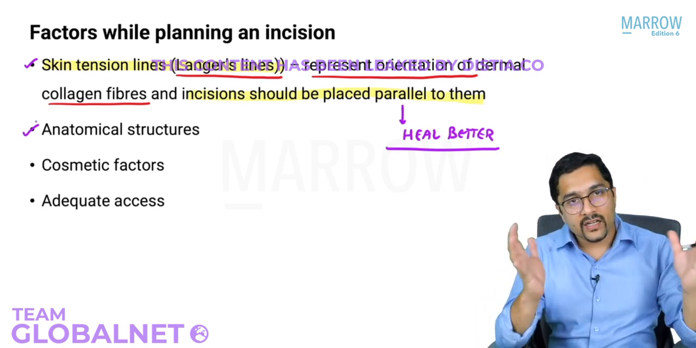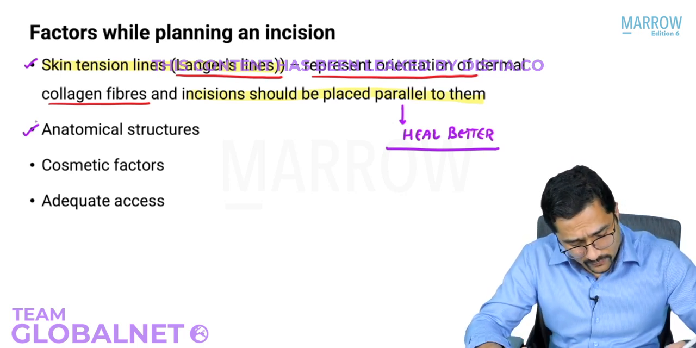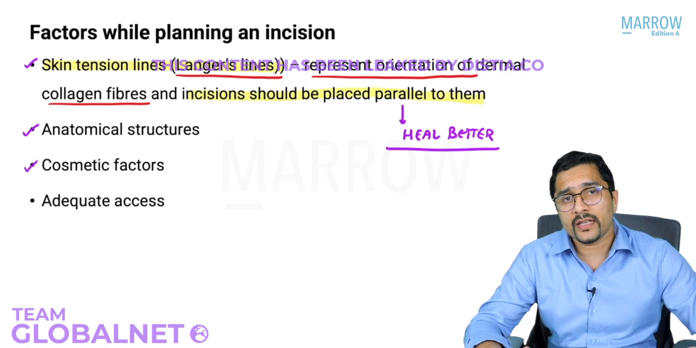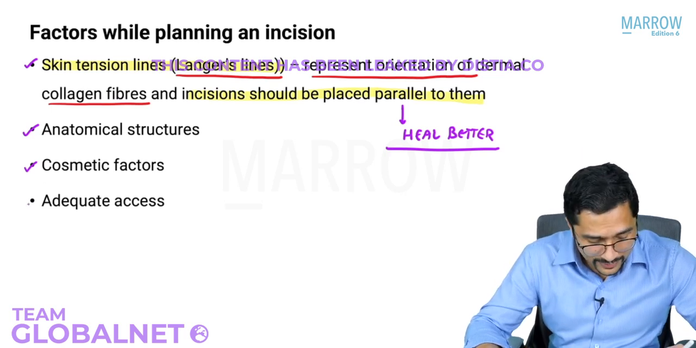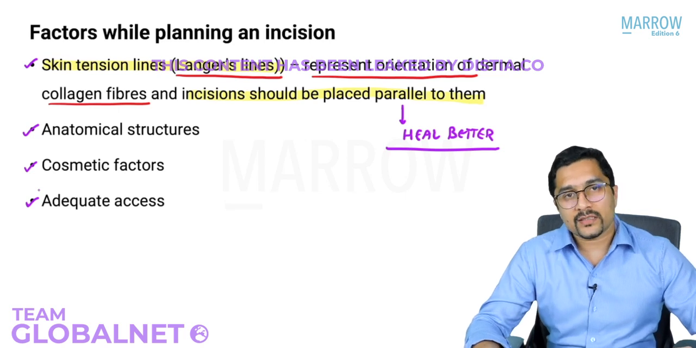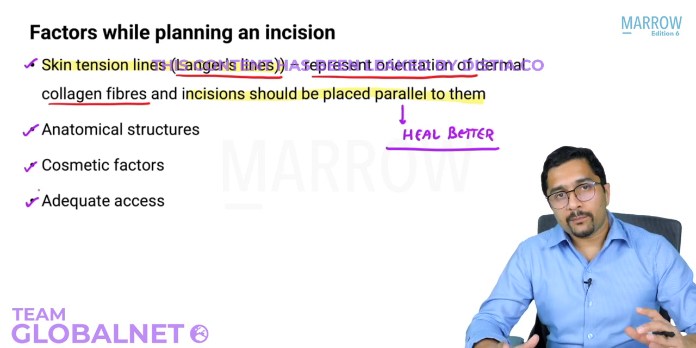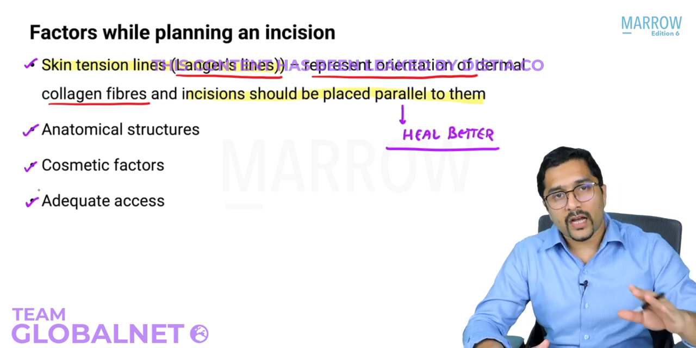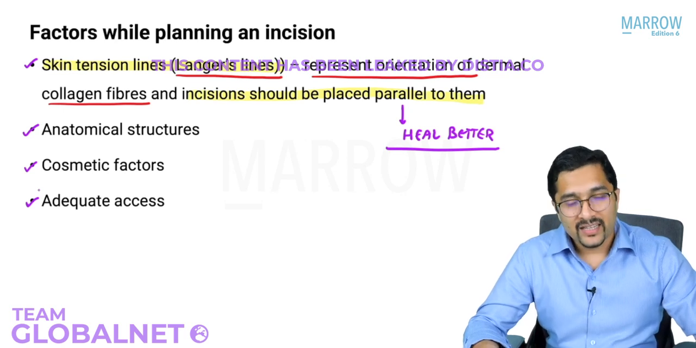So an idea of the anatomical structures is also very important. Cosmetic factors I've already discussed with you, and an incision should give you adequate access to carry out the surgery for which you're making the incision. So these are the points. Also, I've told you to avoid undermined edges. We should always remain perpendicular to the skin.